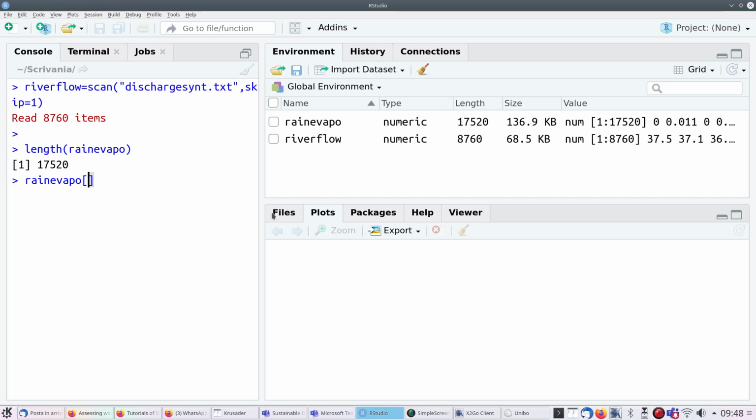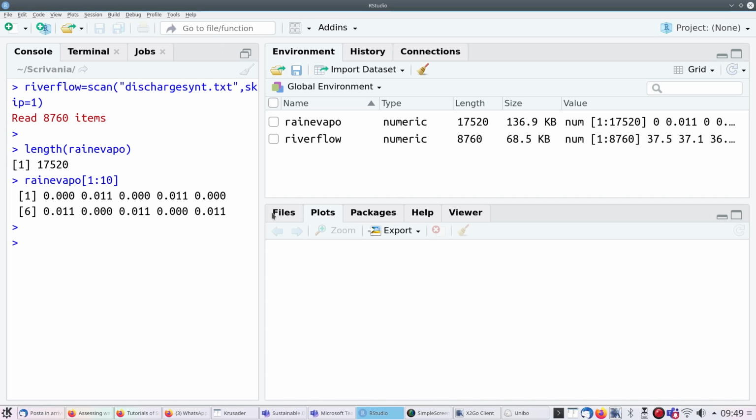If I show the first 10 data, in order to do that, I type the name of the vector with the two extreme indexes of the range I want to display, separated by the two dots. What I get is, look at the screen, 0, 0.011, and then 0, 0.011. It means that I have one rainfall data, one evapotranspiration data, one rainfall data, one evapotranspiration data. I have to split them.